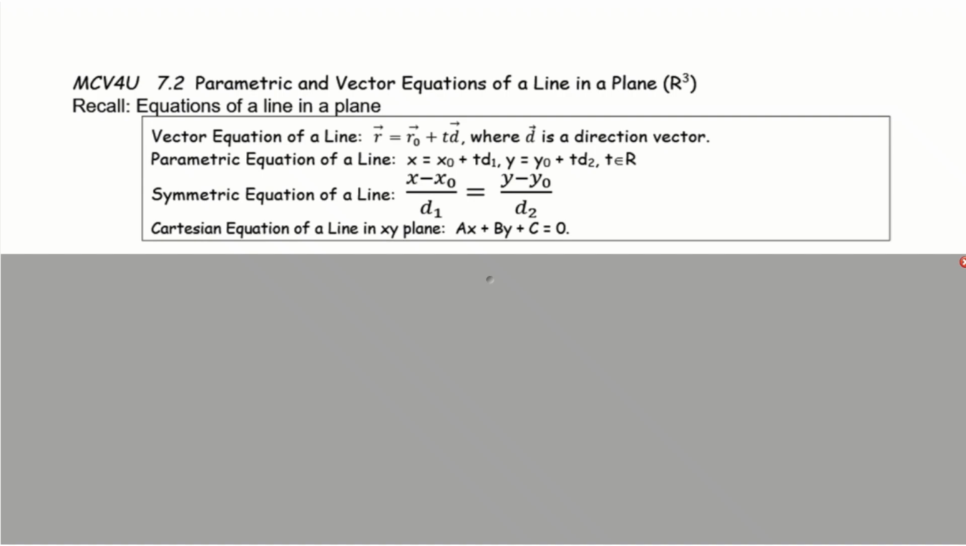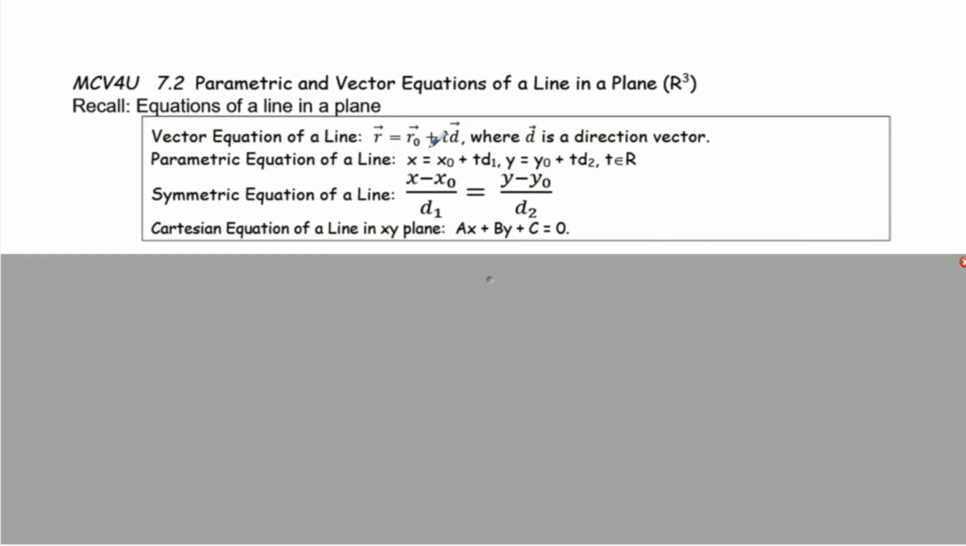In our last lesson, we did the equation of a line in 2 dimensions. And in this lesson, we are going to extend that equation of a line in 2 dimensions to 3 dimensions. So first, we want to do some review of the equation of lines in 2 dimensions. Then after that, we are going to extend it to 3 dimensions. So this is what we have done in our last lesson.